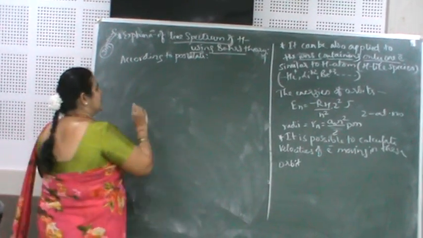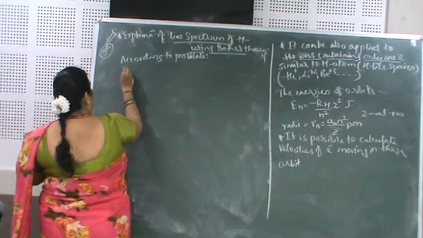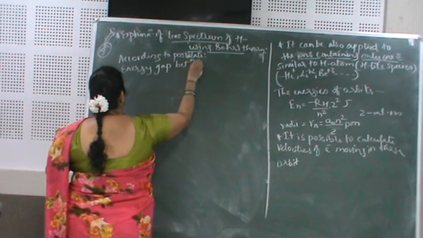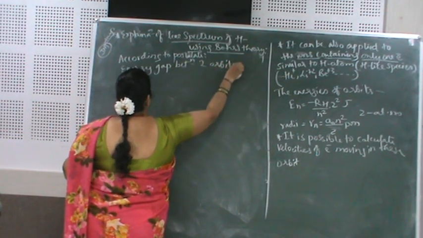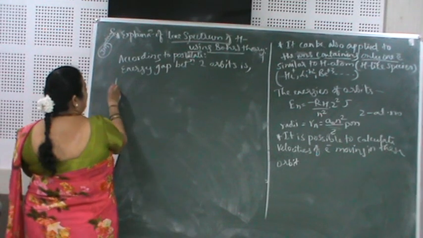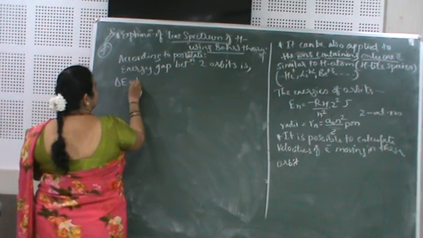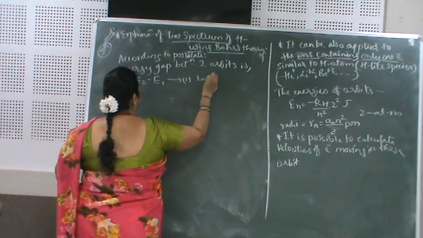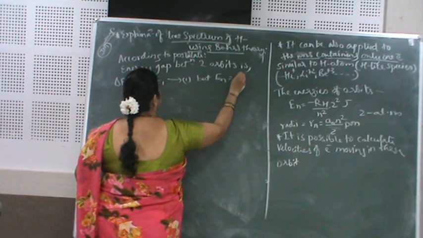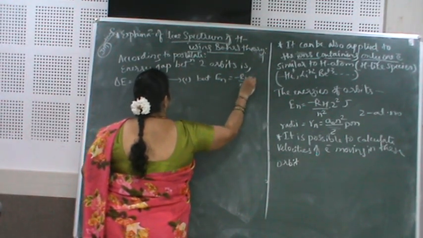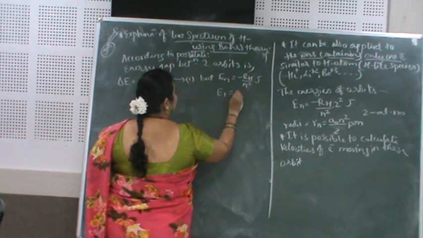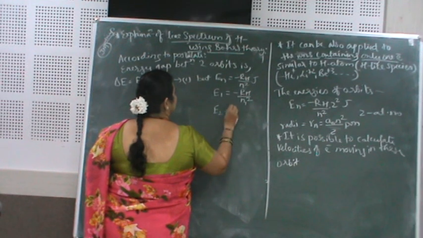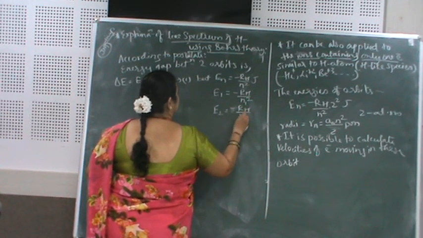So according to the postulate, the energy gap between two orbits is given by delta E is equal to E2 minus E1, equation 1. But En is equal to minus RH divided by n square joules. So E1 is equal to minus RH divided by n1 square, E2 is equal to minus RH divided by n2 square.